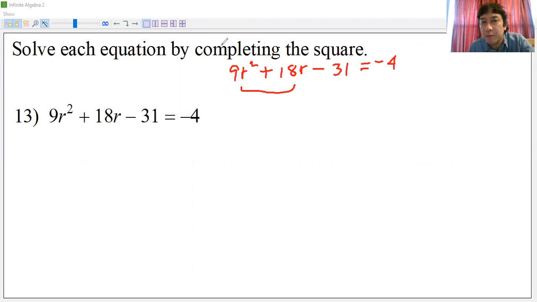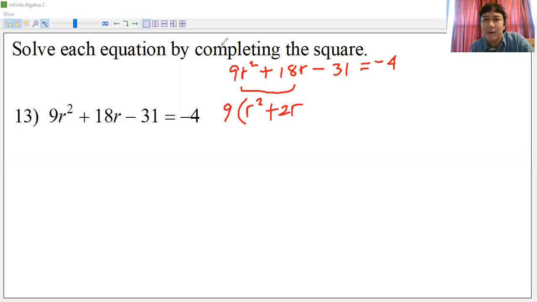We are going to factor out the 9, together with the 18. They are factorable, they have a common number 9. So we put out the 9, and this will become r squared, and this will become plus 2r there. You can always verify that 9 times r squared returns to 9r squared, and 9 times 2r returns to 18r. So at least our factoring is correct.